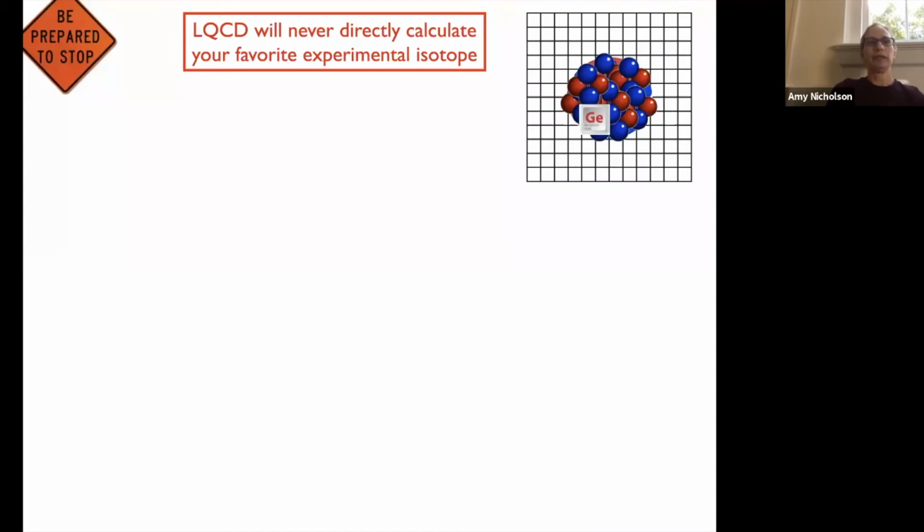Okay, so lattice QCD is a well-established theory at this point. A lot of work has gone into trying to make the calculations efficient on the computers that we have, but even still, and I don't think I'm being pessimistic in saying this, lattice QCD will never directly calculate your favorite heavy nucleus. So you're not going to be able to put germanium onto a lattice. There are a number of reasons for that.